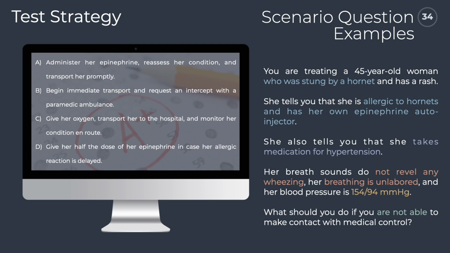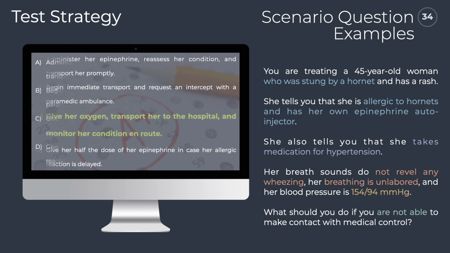The empirical findings of the blood pressure confirm that the patient's perfusion, at least from a blood pressure standpoint, is adequate. This is all there to lead us to the conclusion that the patient is not having an anaphylactic reaction. Finally, we have a keyword asking us, what would we do if we were not able to make contact with medical control? Remember that if we cannot make contact with medical control, we have to fall back on our standing orders. So given our standing orders for treatment of patients, and our determination that the patient is not having an anaphylactic reaction, the answer is C.